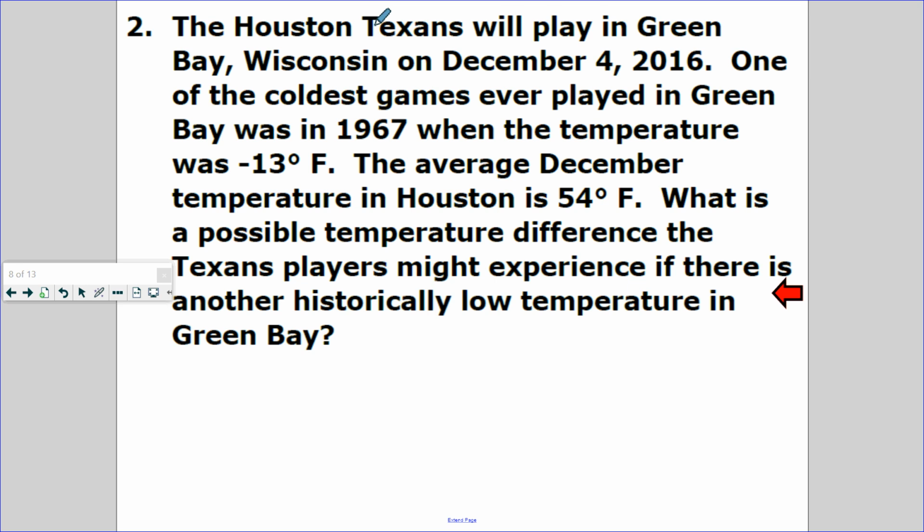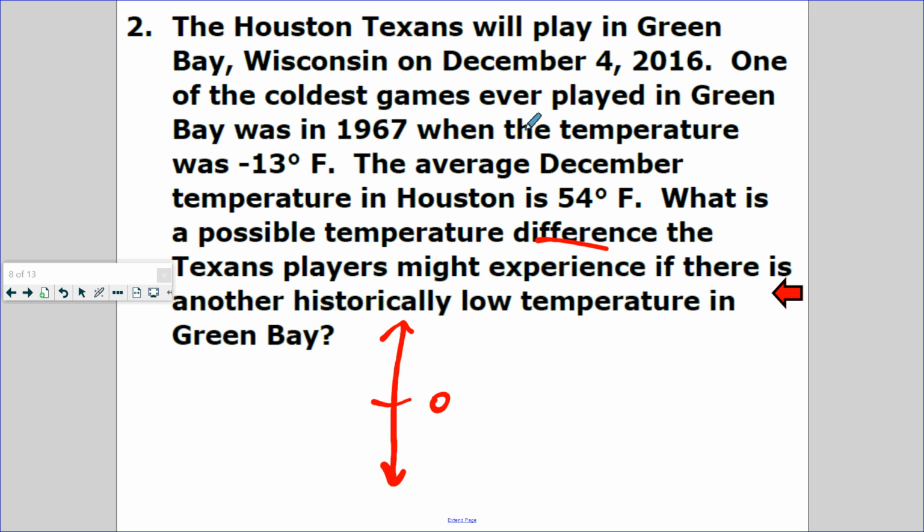One of the coldest games ever played in Green Bay was in 1967 when the temperature was negative 13 degrees Fahrenheit. The average temperature in Houston is 54 degrees Fahrenheit. What is the possible temperature difference the Houston Texans might experience if there is another historically low temperature in Green Bay? So, you know, I'm going to draw a thermometer.